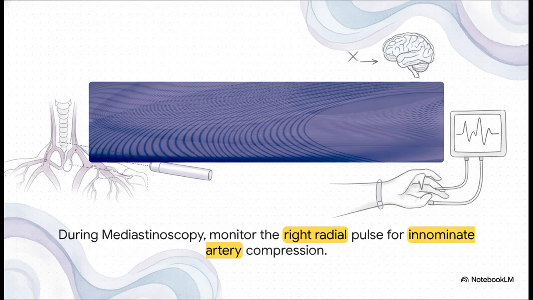It is frighteningly easy for the scope to compress that artery. If that happens, you'll lose the right radial pulse or see the arterial line trace dampen. That's why continuous monitoring of that right-sided trace is absolutely non-negotiable. It's your only warning that you're losing blood flow to the brain.